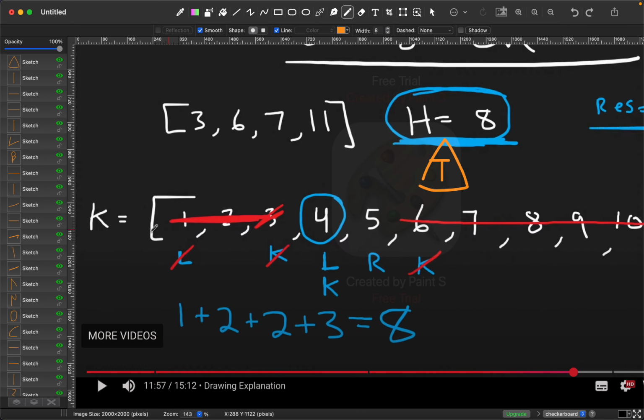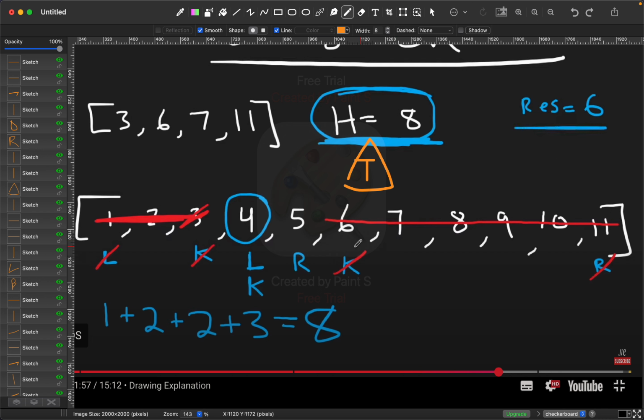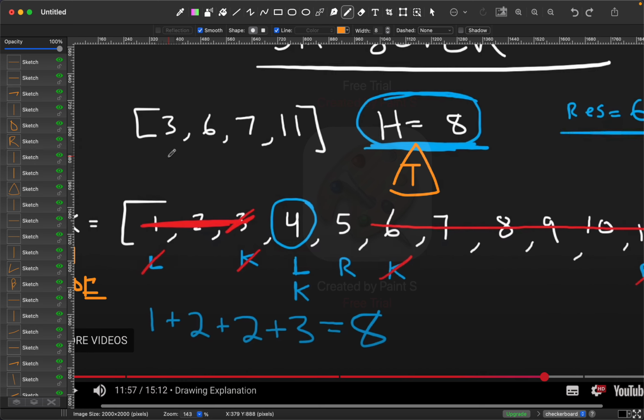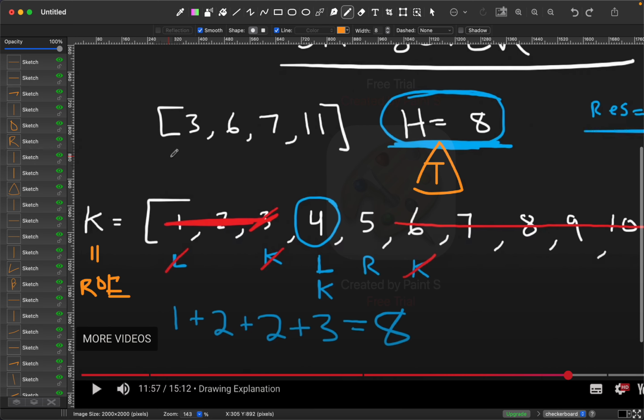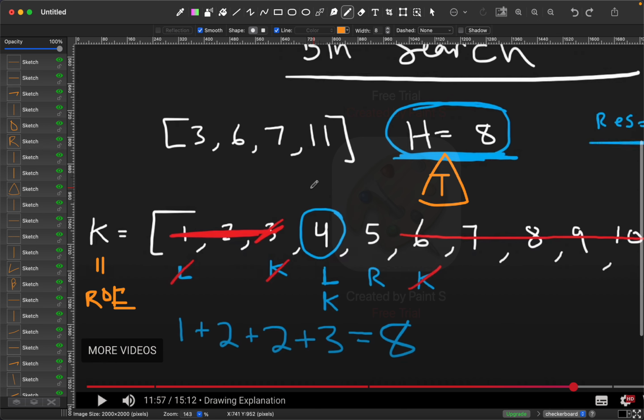So for k, k is basically equal to the rate of eating the banana. So the rate of eating. So he says 4, right? So every hour he can eat 4 bananas.